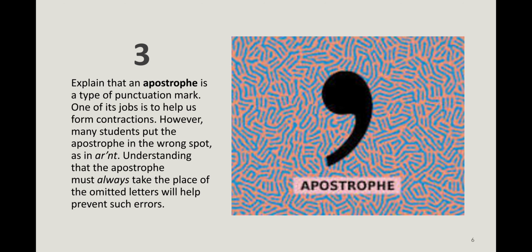Explain that an apostrophe is a type of punctuation mark. You have to explain this to the students. One of its jobs is to help us form contractions. However, many students put the apostrophe in the wrong place, in the wrong spot. For example, in aren't. Now you can see that the apostrophe is not in the right place. So you have to explain that when you are omitting certain letters, the apostrophe is used in that very spot from where the letters are omitted. Understanding that the apostrophe must always take the place of the omitted letters will help prevent such errors.